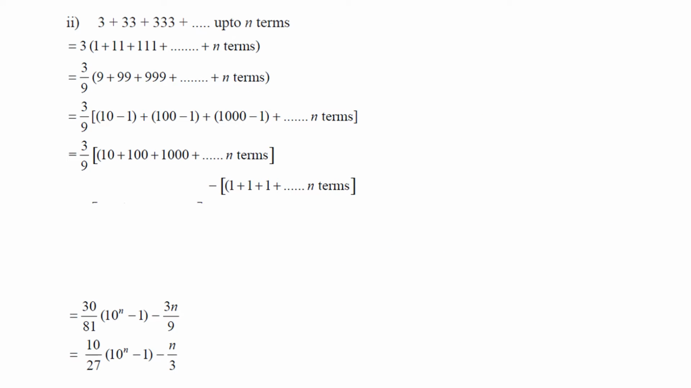Second sum: 3 plus 33 plus 333. First expand, you can write it as 3 into 1 plus 3 into 11 plus 3 into 111. Here you take 3 common, so inside the bracket you can write 1 plus 11 plus 111 etc. to n terms. After that, for further simplification you write it in 9 by 9.